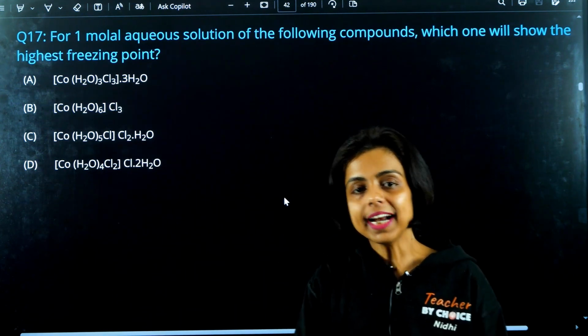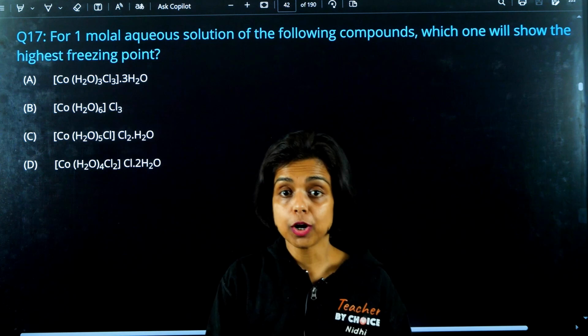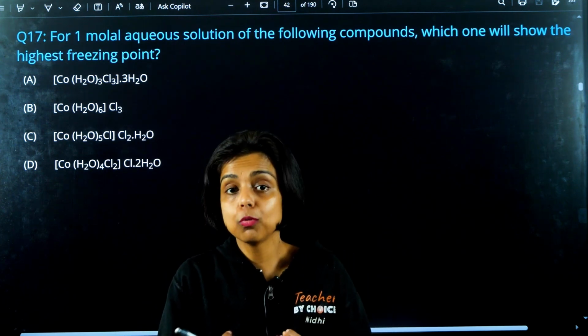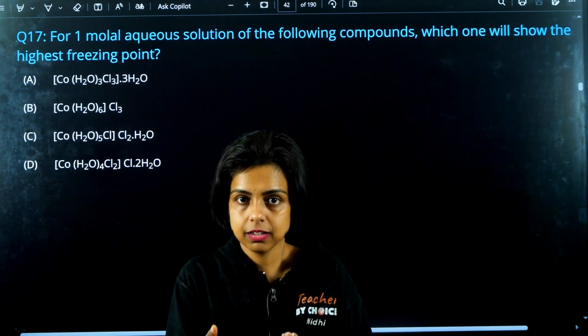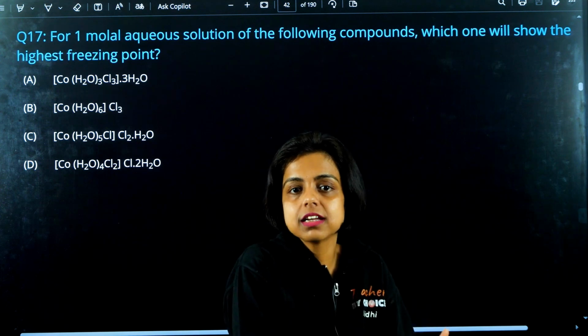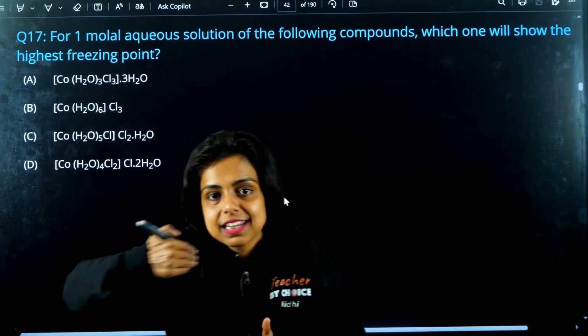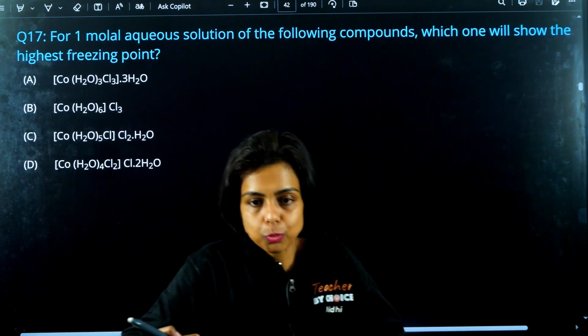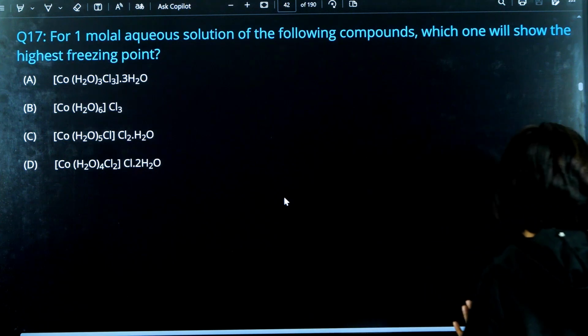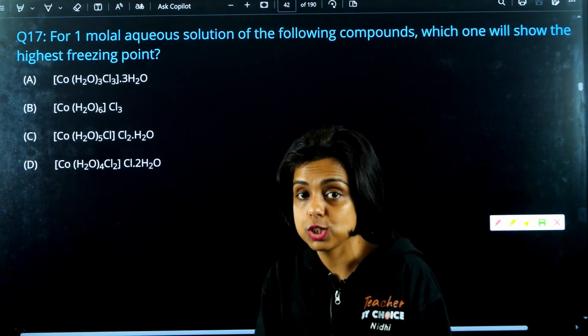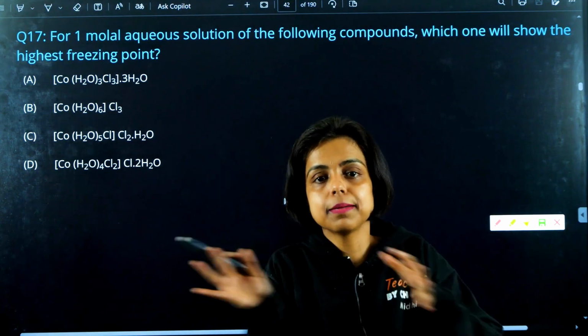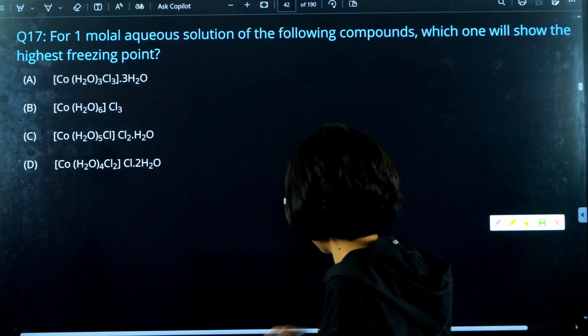Okay. The colligative property is depression in the freezing point. More is the value of colligative property, more is the number of solute particles, lower is the freezing point. Or I can say, lesser is the number of solute particles, more is the freezing point, right? So here they are asking us the highest freezing point, where there is the least depression in freezing point because of the solute added.